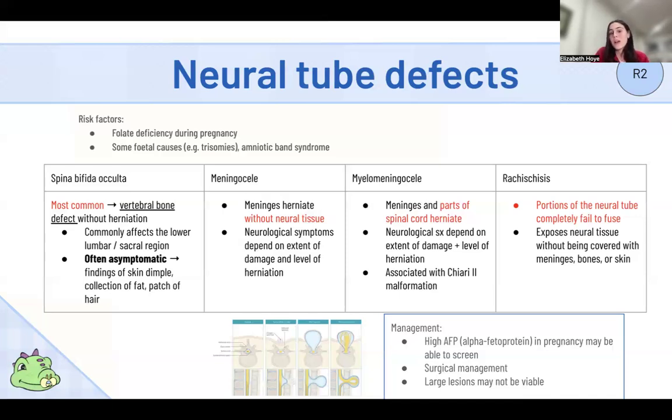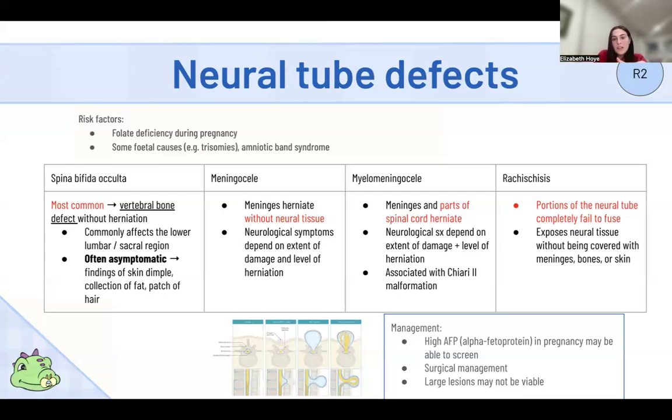The next level is myelomeningocele. That's when the meninges and also some neural tissue, so some part of the spinal cord, would herniate. Again, depending on the level that it herniates and the extent of the hernia, there can be different neurological symptoms. And this one is associated with Chiari-2 malformation. This next one I cannot pronounce, I'm really sorry, but this is the most severe version, where portions of the neural tube just don't fuse at all. So you've got an exposed neural tube, neural tissue, with no meninges, no bone, no skin, nothing.